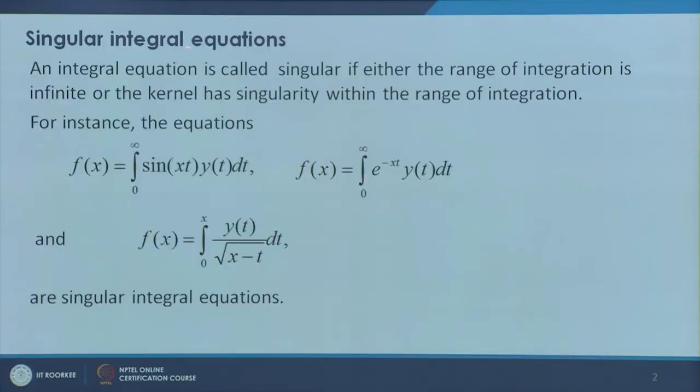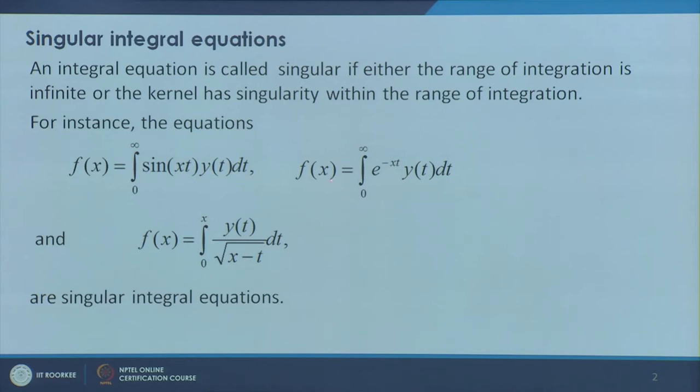An integral equation is called singular if either the range of integration is infinite or the kernel has a singularity within the range of integration. For example, let us consider the equation f(x) equal to integral 0 to infinity sin(xt)/t dt. So, this is an integral equation where the kernel K(x,t) is sin(xt) and the limits of integration are 0 and infinity. Either one of the two limits is infinite or both the limits could be infinite. So, here the range of integration is infinite. Therefore, this is a singular integral equation.